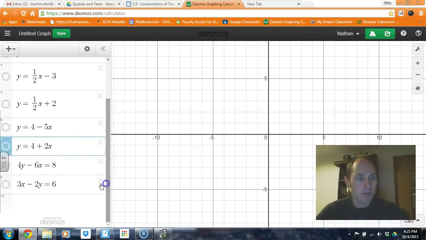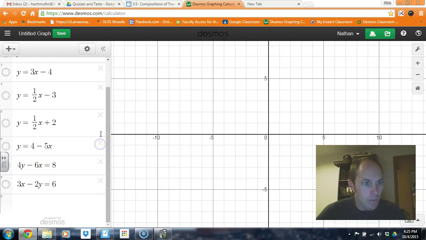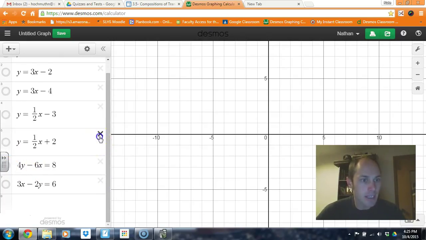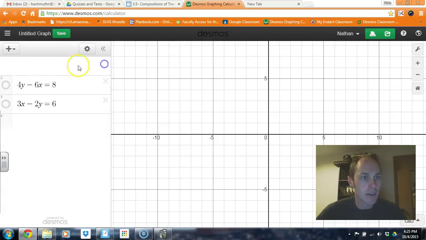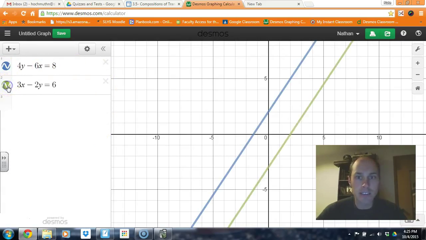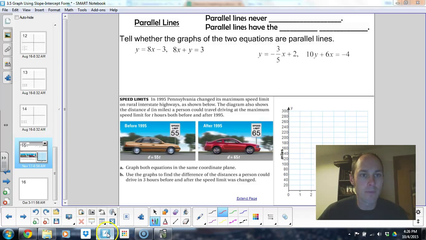And finally, we have 4y - 6x = 8, and 3x - 2y = 6. Notice what happens when I graph those two lines. Those lines are parallel. Why? Well, those are in standard form right now. If I were to get those into slope-intercept form, I would find that they have the same slopes. So I need to compare them by getting them into slope-intercept form.